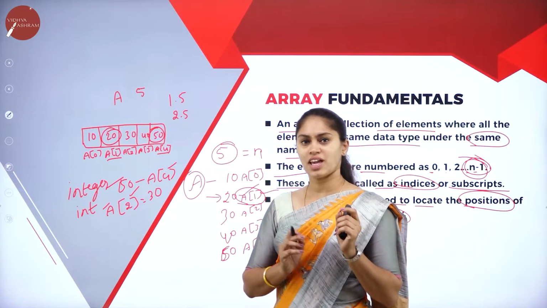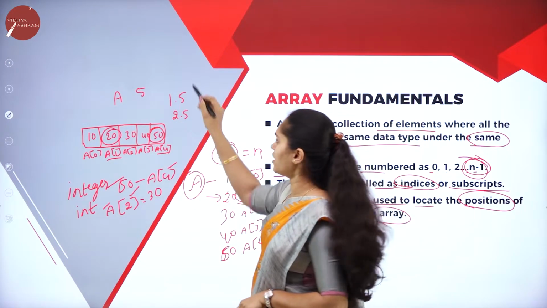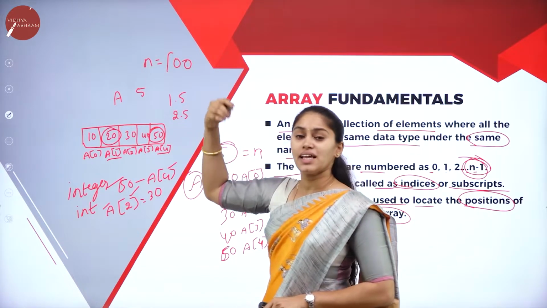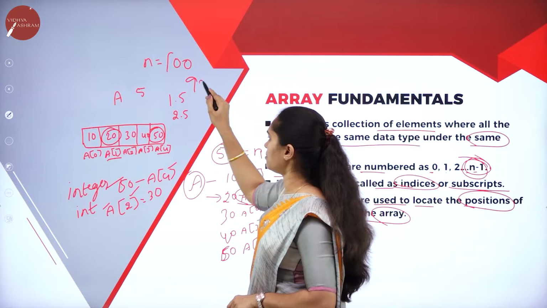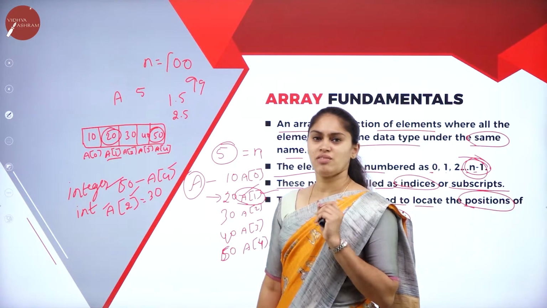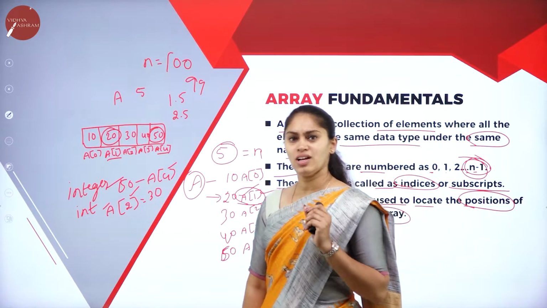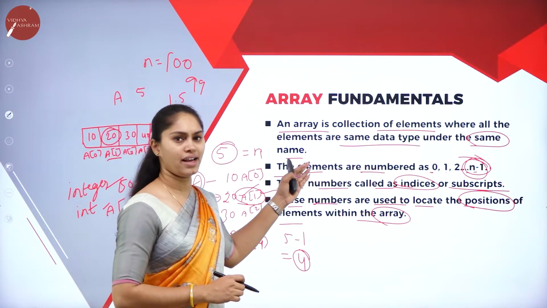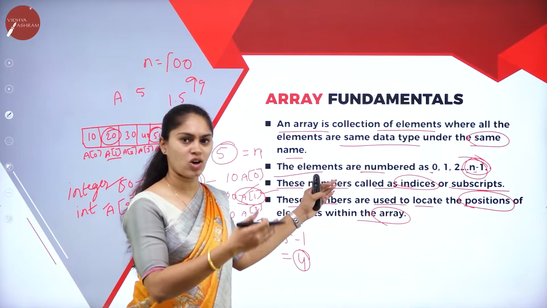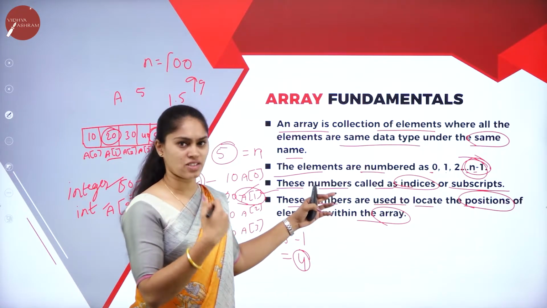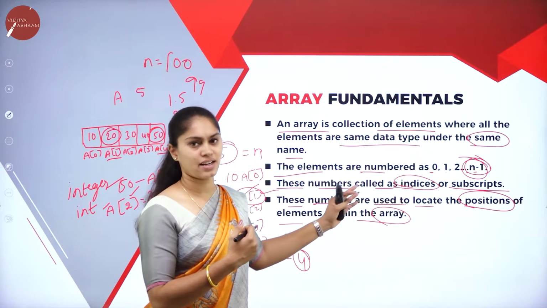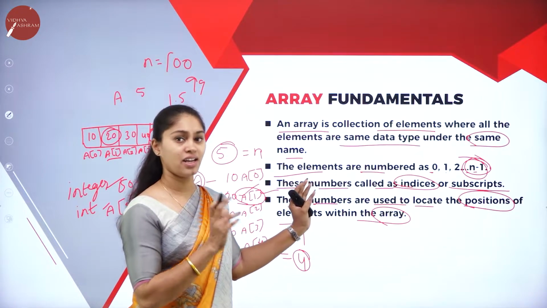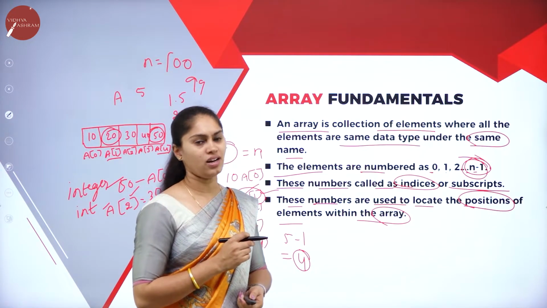It must start with 0 and go up to n minus 1. So if I have 100 elements, and the value of n is 100, then the last location will be 99, because the location starts from 0. That is what you have to understand. These are the basic things about what an array is, how the elements are organized, and how we fetch an element by its address. That address is termed the location or position of an element in an array, with the help of indices or a subscript.